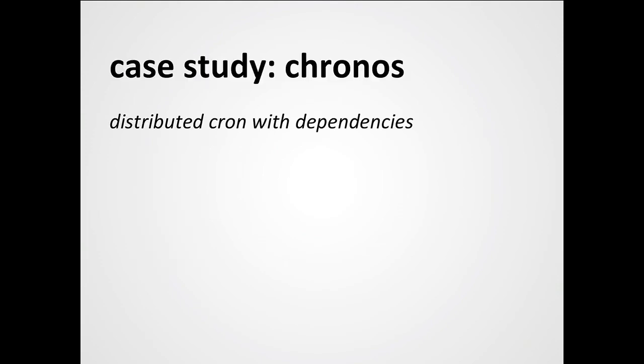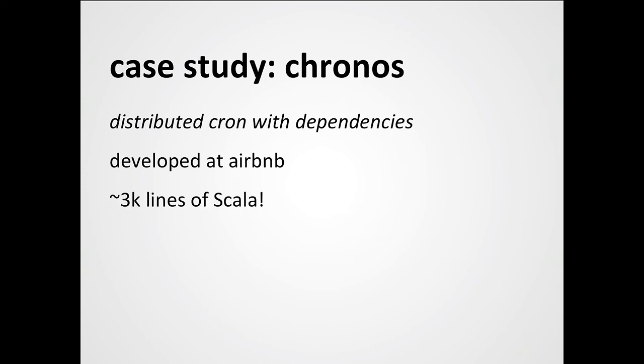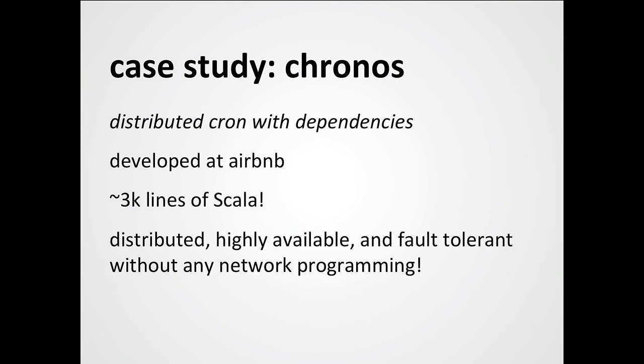There's one that I want to spend a little bit of time really quickly focusing on, and that's Chronos. Chronos was conceived by an engineer at Airbnb named Florian Leibert. And basically, he was sick and tired of dealing with the fact that he was effectively managing cron, even though software was supposed to be the thing that was managing the cron jobs. So he built this thing called Chronos, and it's distributed cron with dependencies. So as I mentioned, developer baby. The fun part about this was he built this application in about 3,000 lines of Scala. But this application is actually a distributed, highly available, and fault-tolerant system just because it was able to leverage a lot of the APIs of Mesos to do its job rather than, as I mentioned before, really reinventing the wheel again. OK, so you can check out Chronos. It's a pretty cool system.